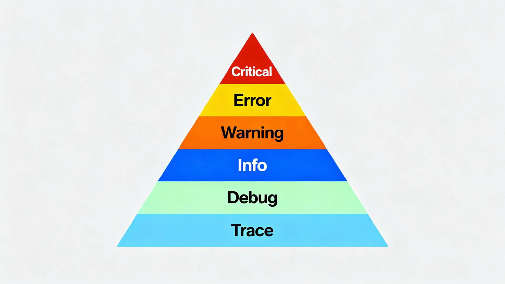Levels of logging. Every modern logging system supports levels like Trace: very detailed, low-level information, useful for debugging. Debug, for development and internal checks. Information, normal app behavior, like user created successfully. Warning, something unusual but not breaking. Error, operation failed but app continues. Critical, system crash or major failure. Choosing the right level keeps your logs useful without being overwhelming.